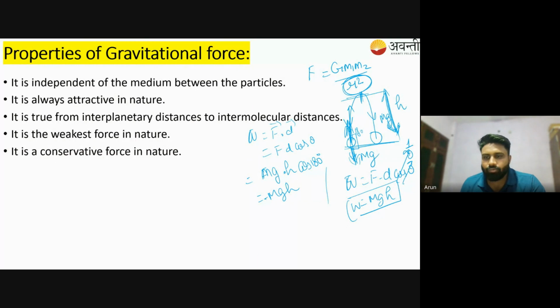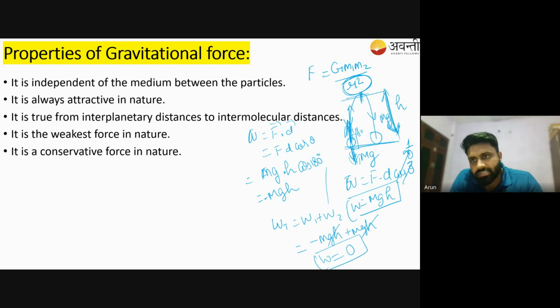If you try to calculate the total work, it is W1 plus W2: work done in moving the ball upward and work done in moving the ball downward. Upward it is minus mgh and downward it is mgh. You will see the work done here is 0, which means the force acting on the ball, which is doing the work, is conservative in nature. Got it? So this is the property of it.